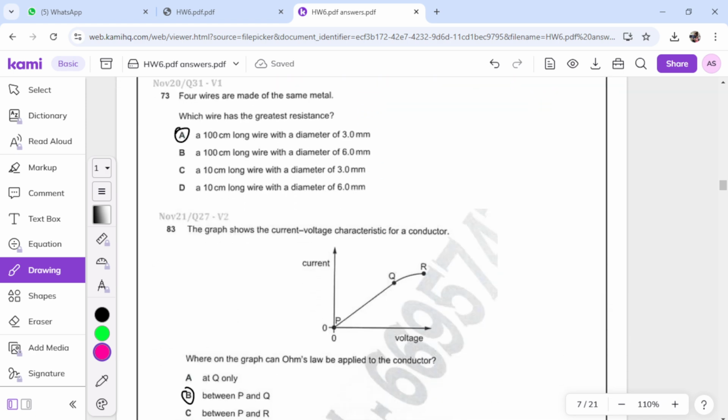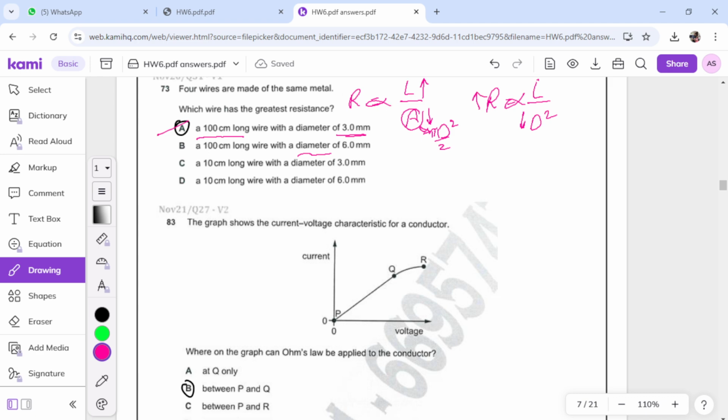4 wires are made of the same metal. Which wire has the greatest resistance? Resistance equals L over A. So for the greatest resistance, we need the longest and thinnest wire. So I will choose longest and thinnest. Diameter gives the cross-sectional area A, which is pi diameter squared over 4. So we take L over diameter squared. As diameter decreases, resistance will increase.